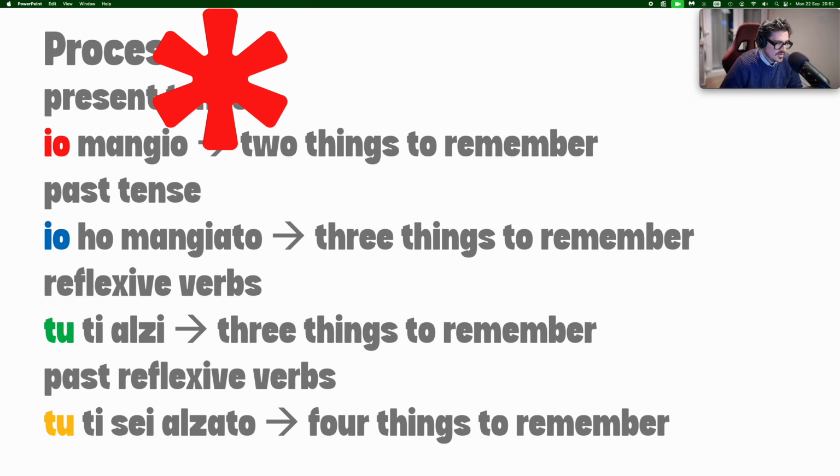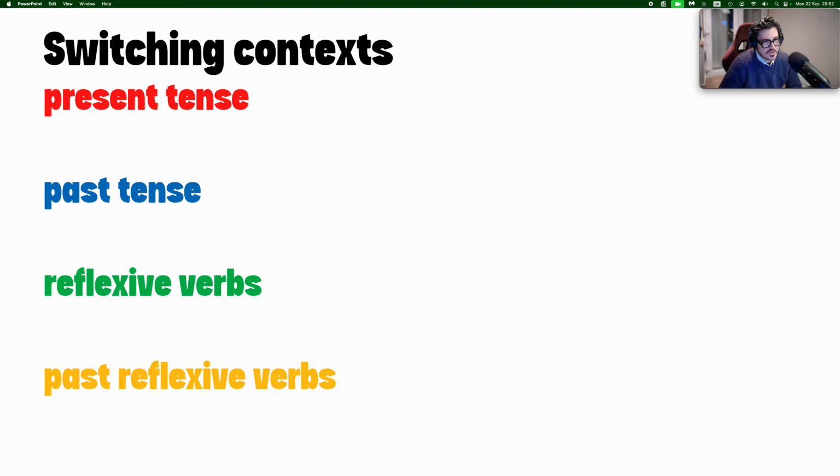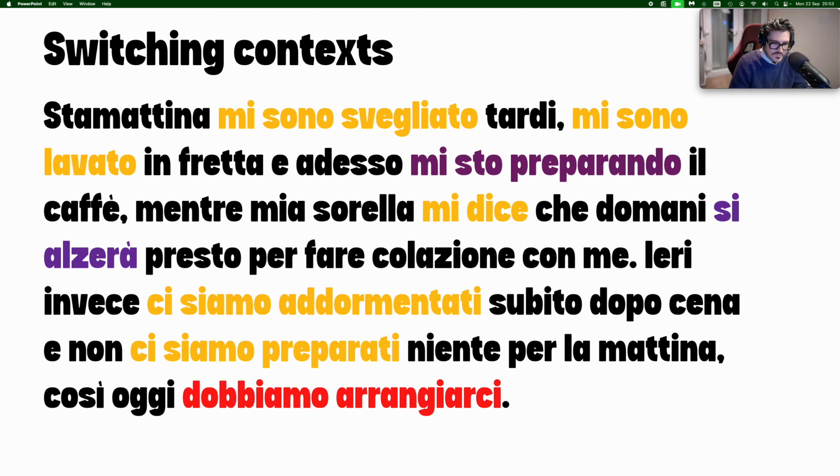Okay. Now, where this becomes challenging is in switching contexts. When we speak, of course, we are sometimes using the present tense, we're sometimes using the past tense, we're sometimes using reflexive verbs, and sometimes, yes, we need to make reflexive verbs in the past tense. Let me give you an example. Here is a pretty natural conversational paragraph that you might say or encounter in a textbook. So let's read it out.